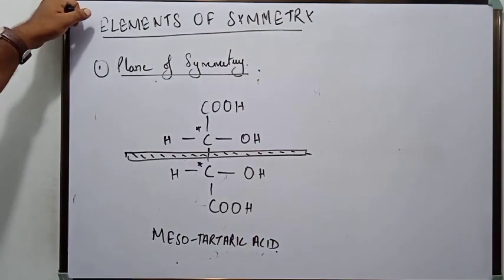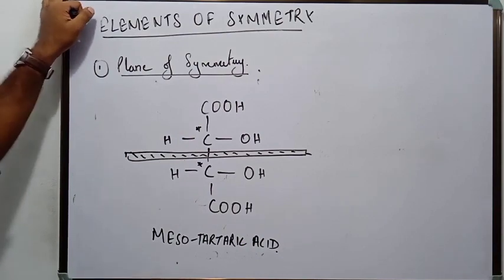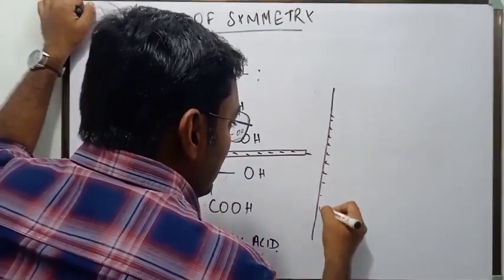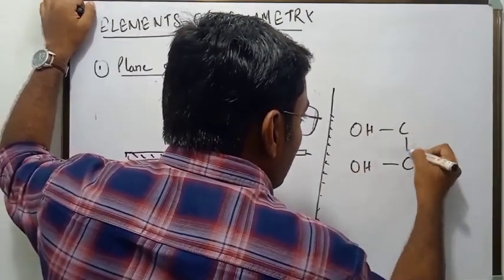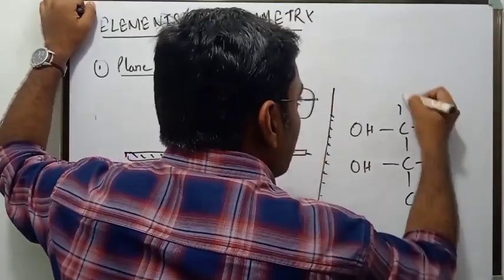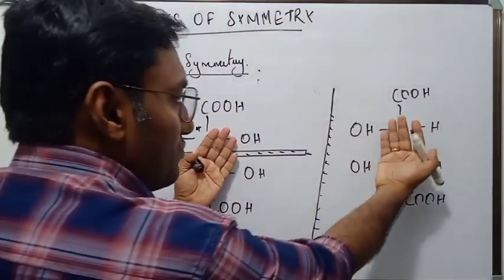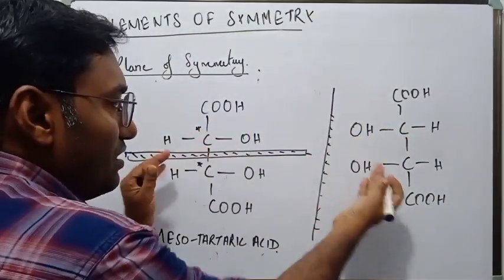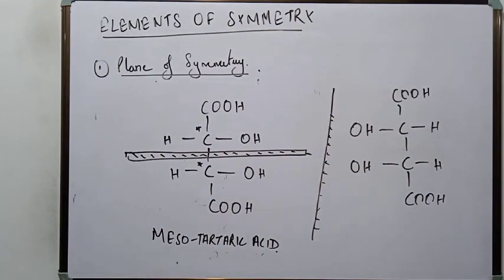Now you want to see whether it forms a superimposable mirror image or not. So let us see. If I bring a mirror like this, I get an image like this. Right? So is it superimposable or not? Superimposable means you have to keep this molecule like this. Is this superimposable on each other or non-superimposable? It is superimposable on each other.